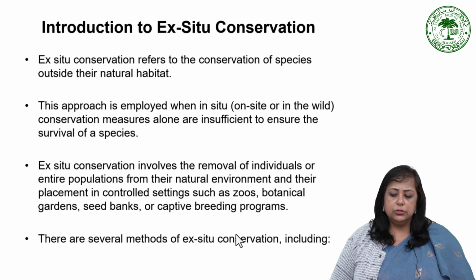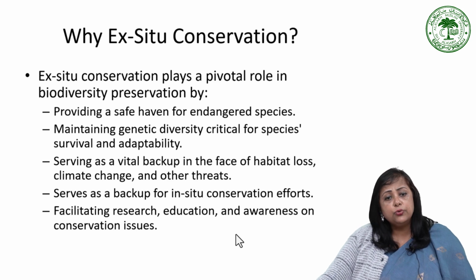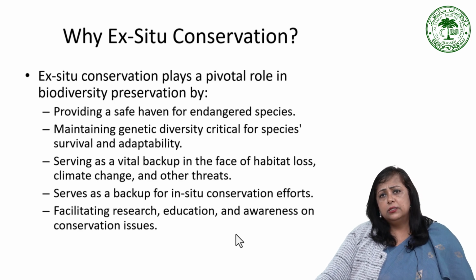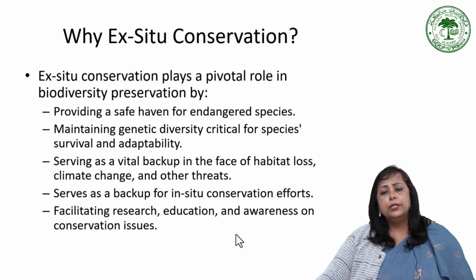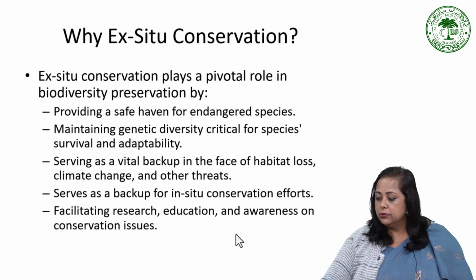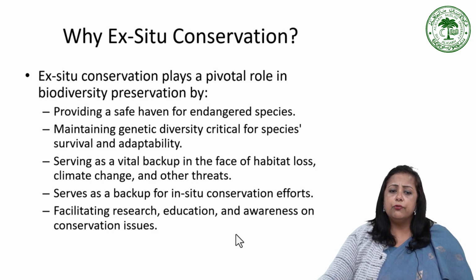There are several methods for ex-situ conservation. Why do we need it? Ex-situ conservation plays a pivotal role in biodiversity preservation by providing a safe haven for endangered species. Suppose there are some species whose population is very, very low. In that case, we bring the population into captivity and do ex-situ conservation, maintaining genetic diversity, which is critical for species survival and adaptability. It serves as a vital backup in the face of habitat loss, climate change, and other threats. It also serves as a backup for in-situ conservation efforts, and facilitates research, education, and awareness on conservation issues. So that is why we need ex-situ conservation.